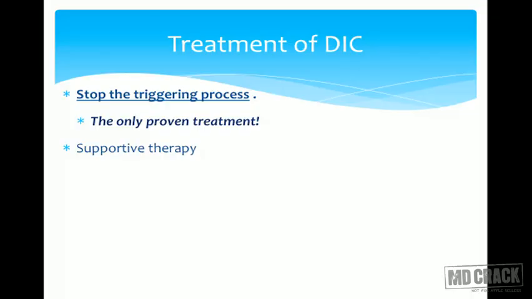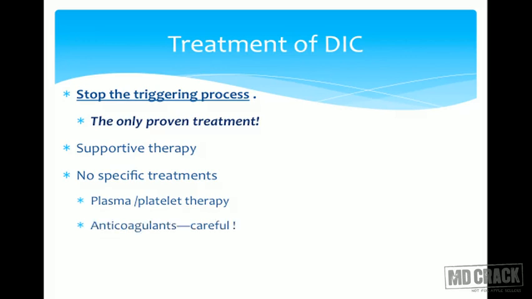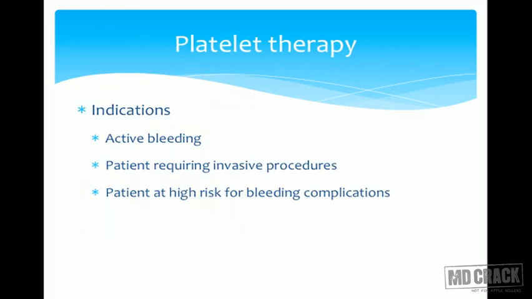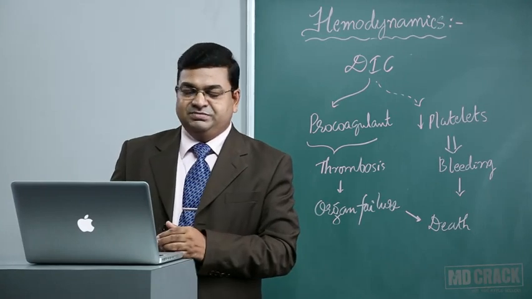Along with that, you have to give supportive therapies. There is no specific treatment for DIC as such. You have to consider infusion of platelets, and plasma therapy should be considered. You have to use anticoagulants very, very carefully in patients with DIC because they will have both hemorrhage as well as thrombosis, so anticoagulants should be used with utmost precaution. Platelet therapy is indicated in a patient who is having very active bleeding, patients who require immediate and unavoidable invasive procedures, and patients who are at very high risk of bleeding complications. In these patients, you can think about platelet transfusion.